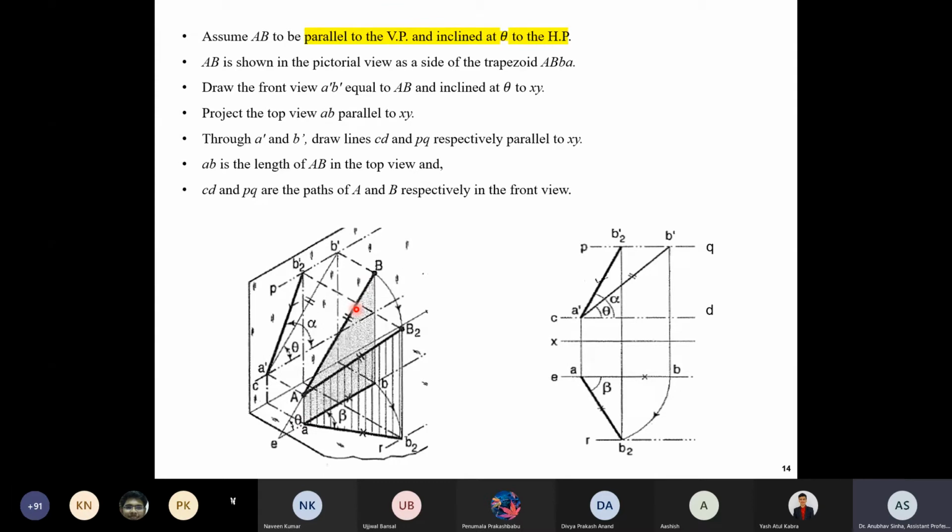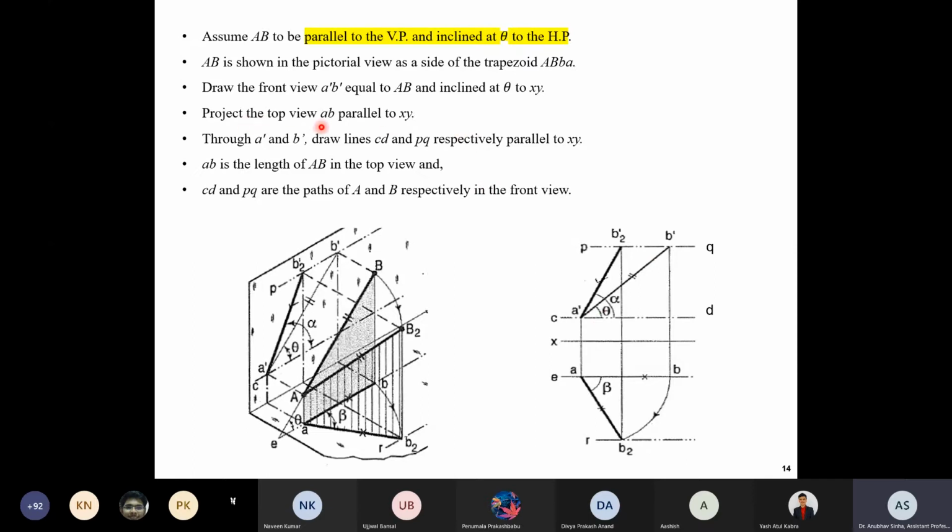So now again, the same way that we have rotated the triangle, now imagine that this shaded region A, B, small b and small a is made of a cardboard piece, and I rotate it to a new position A, B2, small b2, A. Okay, that is what I'm doing here. So first we'll draw the front view A dash B dash equal to AB and inclined at angle theta to XY. Theta is the angle which it is making with the horizontal plane.